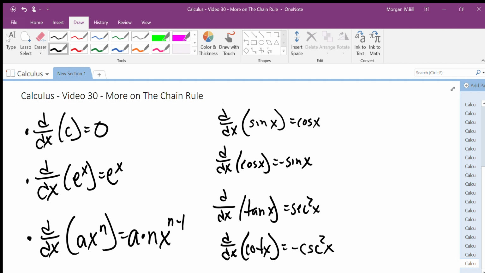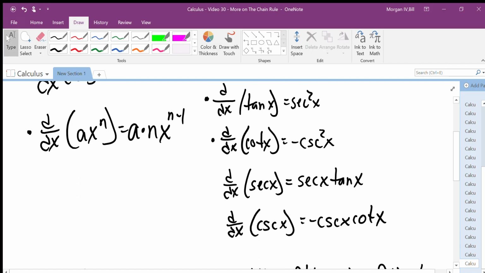And then the trig derivatives. The derivative of sine of x is cosine of x. The derivative of cosine of x is negative sine of x. The derivative of tangent of x is secant squared of x. The derivative of cotangent of x is negative cosecant squared of x. The derivative of secant of x is secant of x tangent of x. The derivative of cosecant of x is negative cosecant of x cotangent of x. All of those we should know. We should have those memorized.